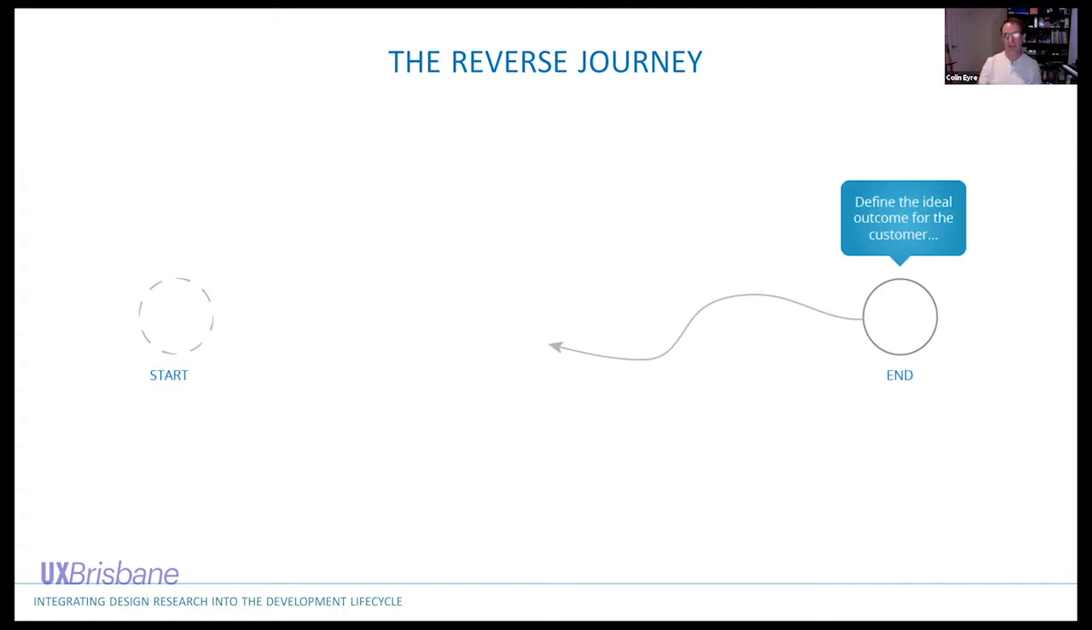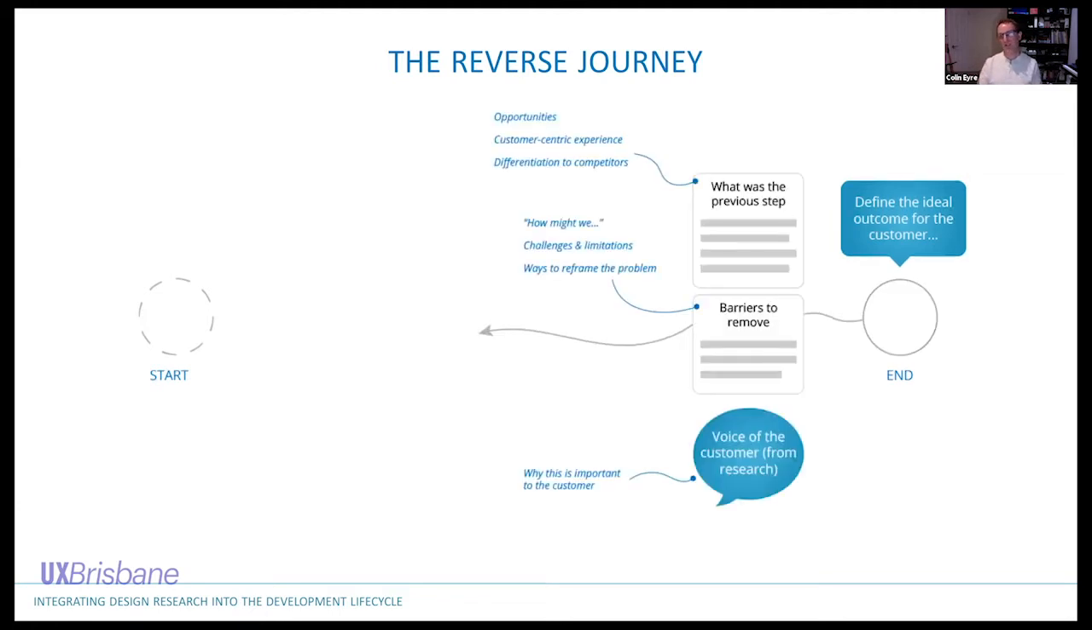So the first thing we do in the reverse journey, once we have the ideal outcome, is go back to the previous step. What was the thing they did before that very end? And here we bake in opportunities, the whole experience, and also down the bottom, we see the voice of the customer.